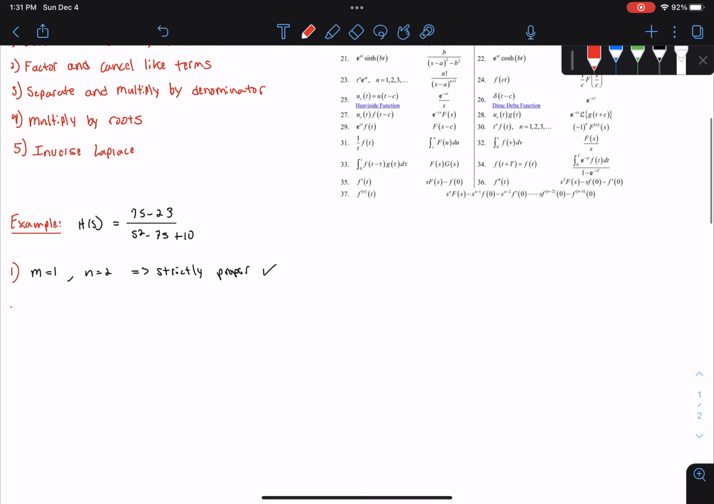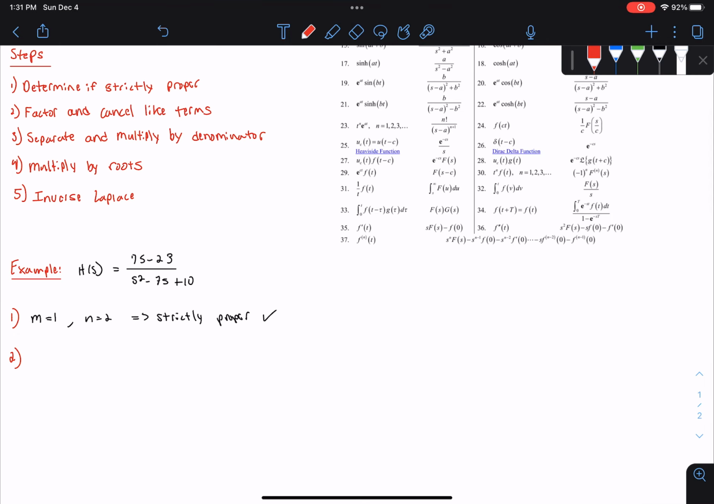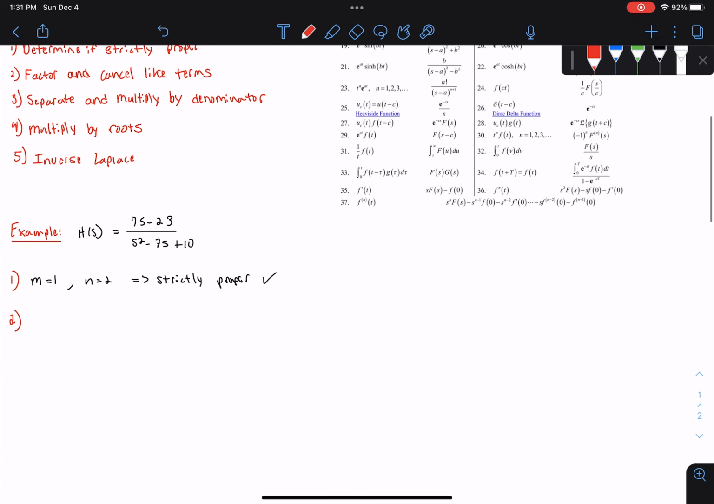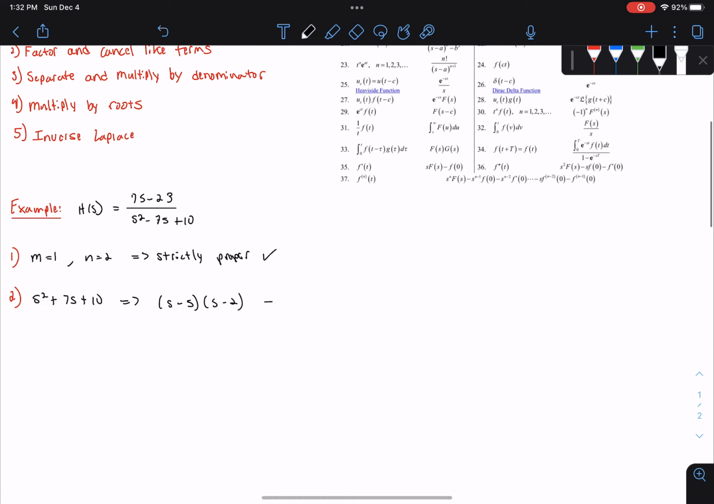So step 2, we need to factor and cancel like terms. Since the numerator is already completely factored in its simplest form, we can move on to the denominator, which is s squared minus 7s plus 10. And this factors out to s minus 5 and s minus 2. So now we have 7s minus 23 over s minus 5 times s minus 2.